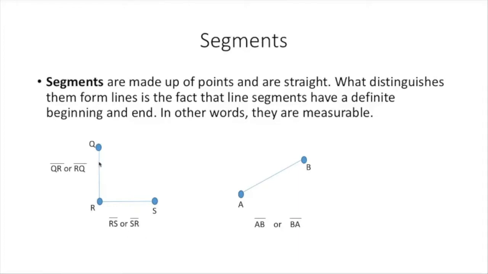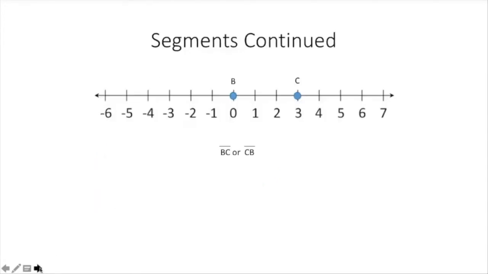So line segments, what's different from these segments from lines? They have a definite stop and start called endpoints, and you can measure that distance. Okay, so if you look at this, we have a segment that we can make here between point B and point C, and we would call this line segment BC or CB, and you could actually measure this. B would be an endpoint, and C would be an endpoint.